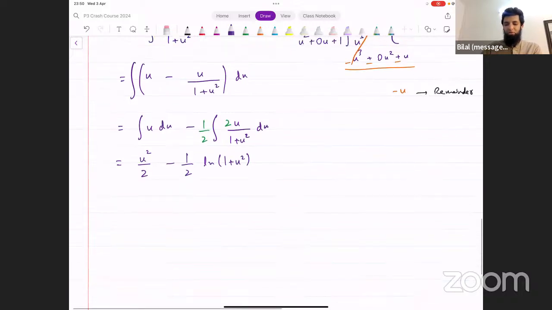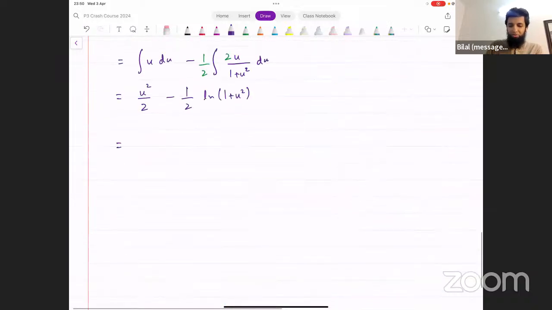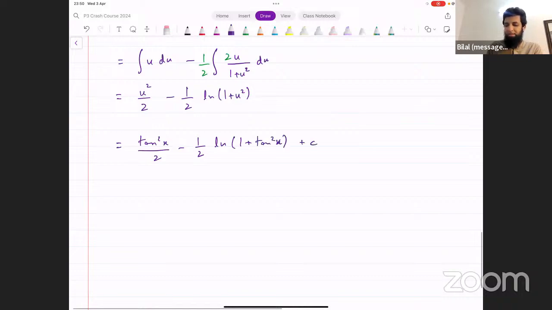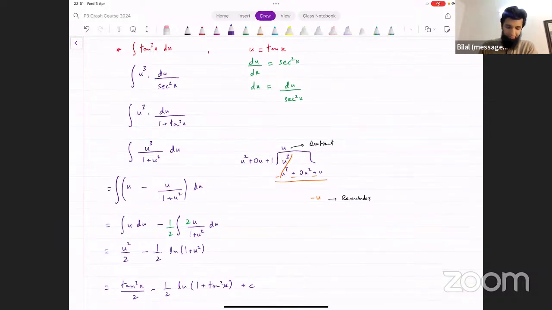And now you put that substitution back. u was supposed to be tan x. We have done the integration, put that substitution back now. Tan square x divided by 2 minus 1 over 2 into ln of 1 plus tan square x plus c, that is the integration of tan cube x. This is how we integrate tan cube x using substitution. Is that okay?